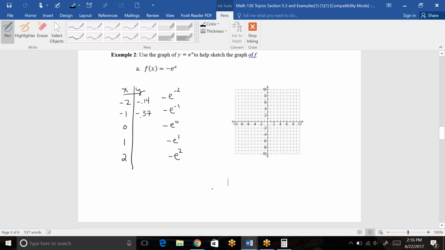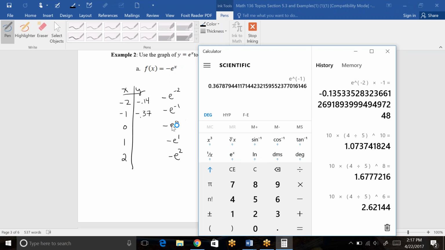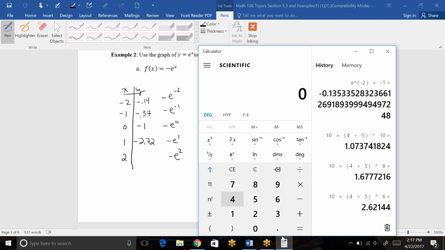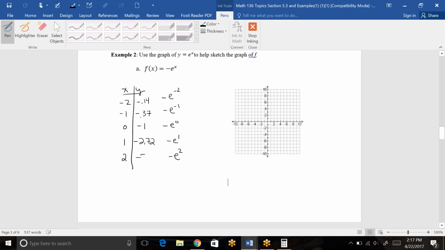So essentially all of these are just getting their sign changed. e to the 0 is just 1, but then it becomes -1 because of the negative out front. This is 2.72, so that'll be -2.72. And e squared is 7.4. If we round to one decimal place, that'd be -7.4. So notice when we graph this, we do just get an exponential function upside down. And there's my final point. So not the best drawing, but that is what it looks like. So negative e to the x has just been flipped upside down.